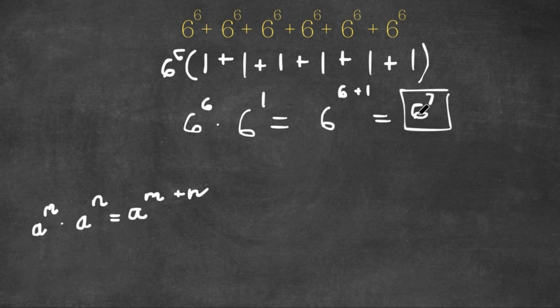Now an easier way to do it is, instead of factoring out 6 to the power of 6 in the beginning, well, you can already see that there are 6 to the power of 6's, right? So that would just be 6 to the power of 6 times 6. And then 6 to the power of 6 times 6 to the power of 1, well, we already did this. This would be 6 to the power of 7. So that's just a faster way of doing it instead of factoring it and doing all of that.